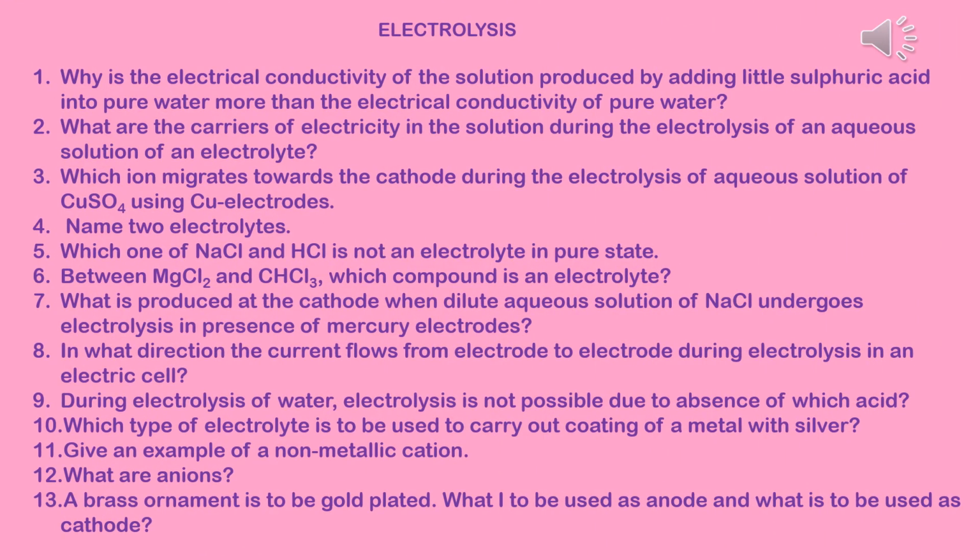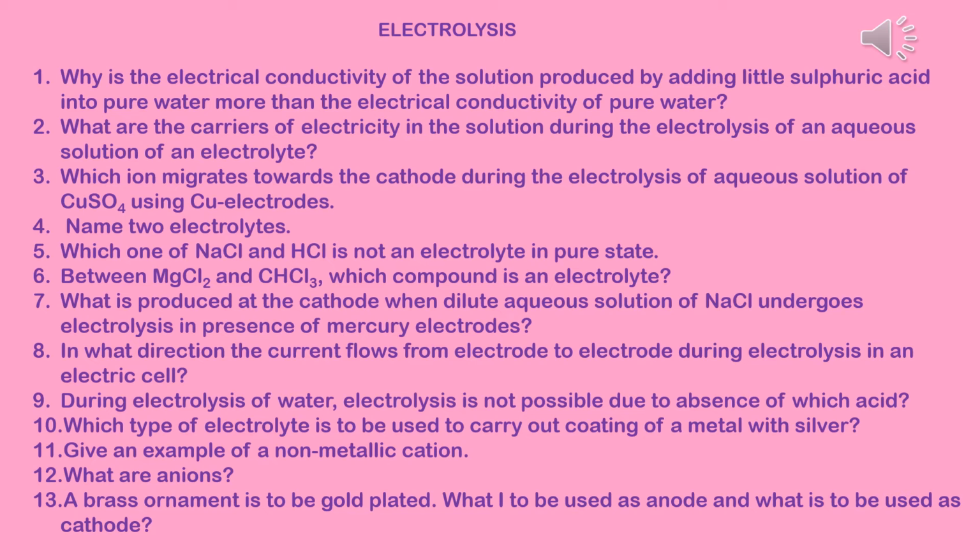So electrolysis. First question. Why is the electrical conductivity of the solution produced by adding little sulfuric acid into pure water more than the electrical conductivity of pure water? Answer. Pure water is a bad conductor of electricity, that is a very weak electrolyte which dissociates to a very small extent as H2O dissociates into H plus and OH minus ion. That means one water molecule dissociates into hydrogen ion as cation and hydroxyl ion as anion.